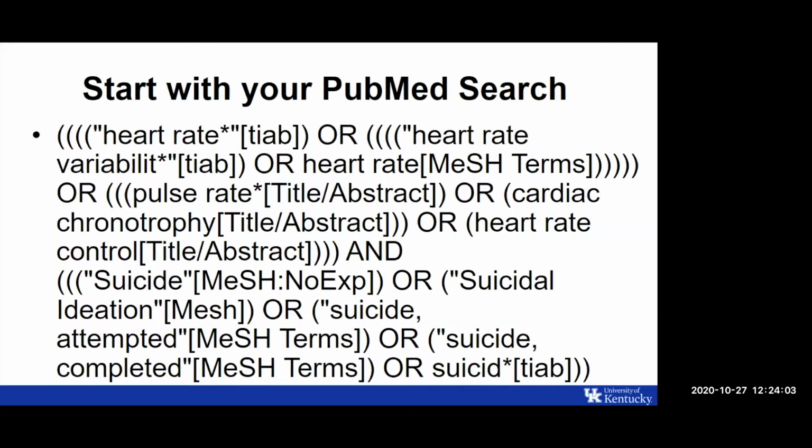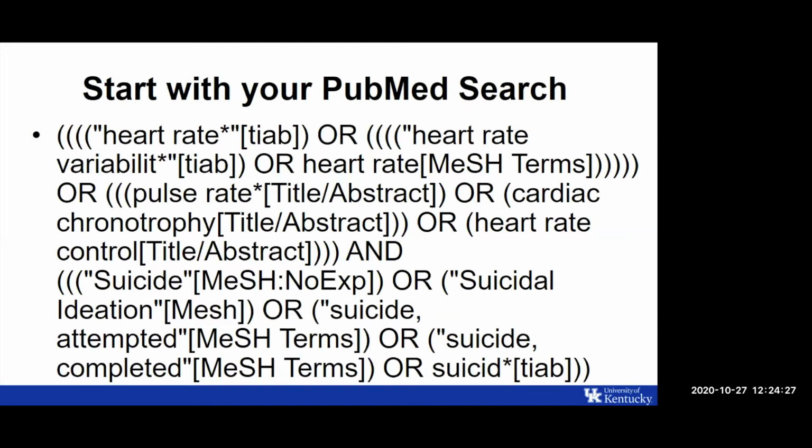Okay, so what we're going to do now is start with a PubMed search. This is the search that I have for my example. It's about heart rate variability and suicide. If you take a look at this search, we can see a couple of different things. And when you are translating, you always want to start with your PubMed search.